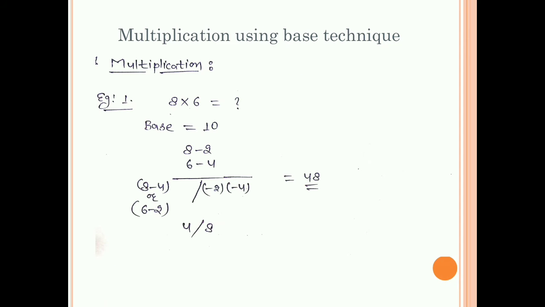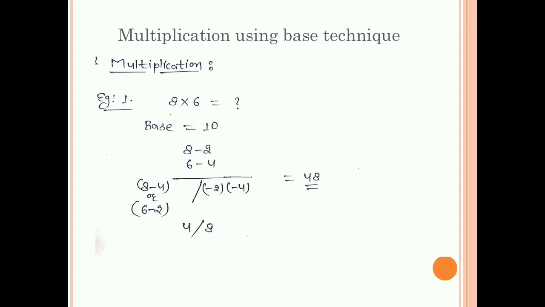So the first technique to calculate multiplication is multiplication using the base technique. In this technique of multiplication we choose a base number. For example, if you want to calculate 8 into 6, since both the numbers are close to 10, we will choose base as 10. And now we will see how much less or more these two numbers are than 10. If we see, then 8 is less than 10 by 2 and 6 is less by 4 from 10.